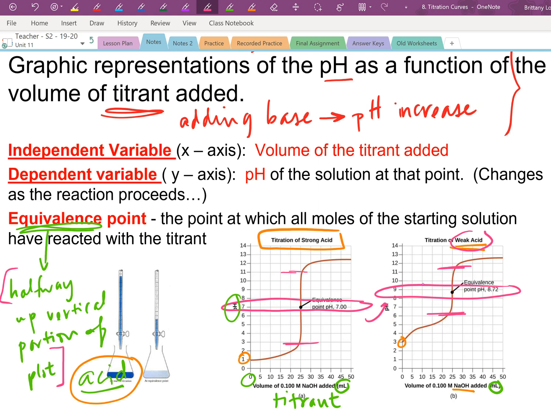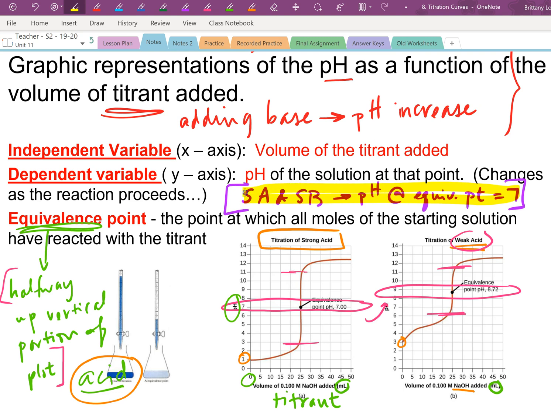For the titration of a strong acid and a strong base, the pH at the equivalence point is 7, right? That's true. This will always be true. You should just memorize that because that is one indicator that you're dealing with a strong acid and a strong base when you have a pH of 7 at the equivalence point.